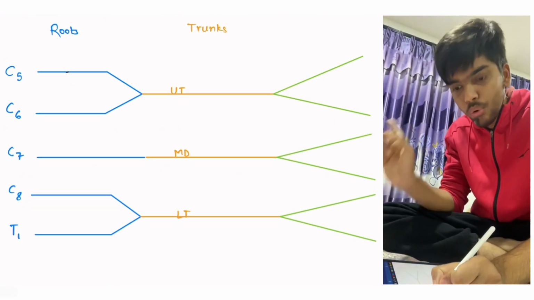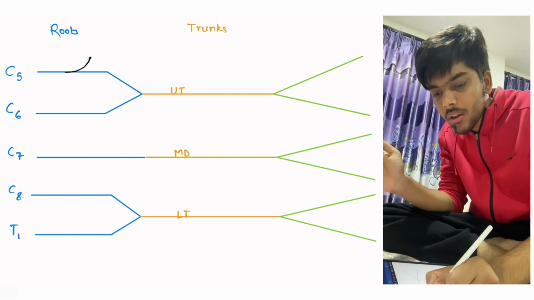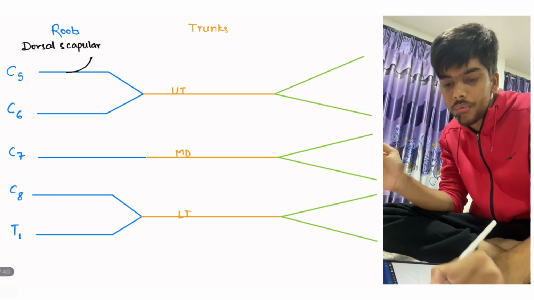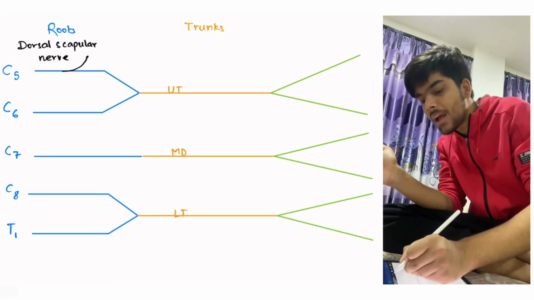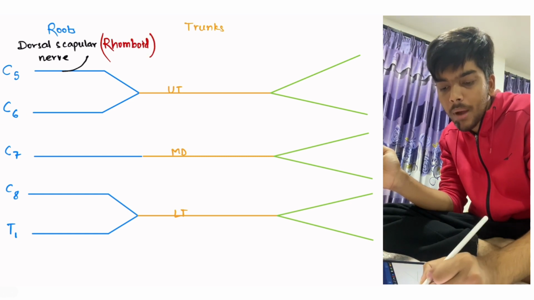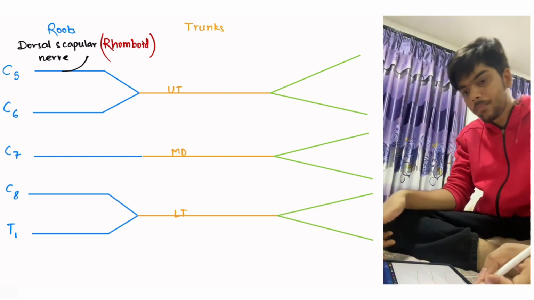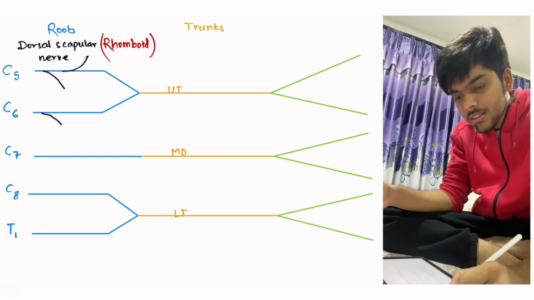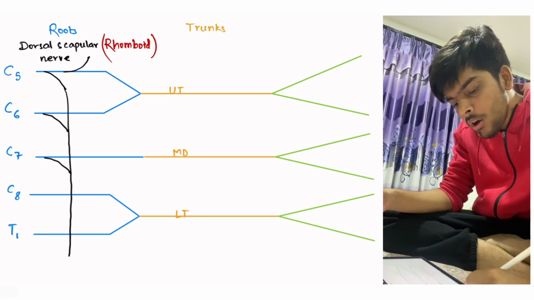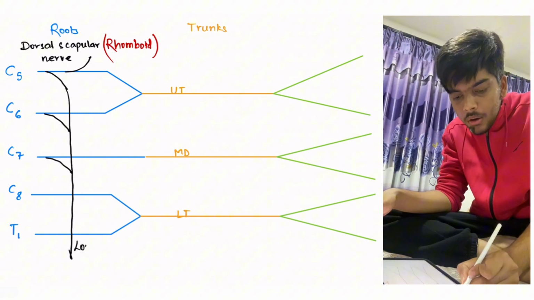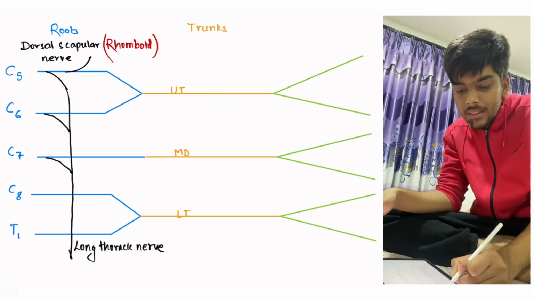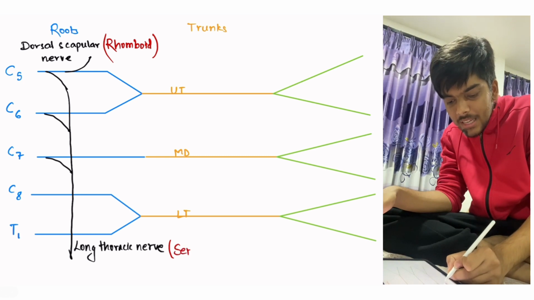From the C5 root arises a branch which is called the dorsal scapular nerve, and it supplies your rhomboid major and rhomboid minor muscles. Second, from C5, C6 and C7 roots arise branches that fuse to form a long nerve which is called the long thoracic nerve, or the nerve of Bell, and this nerve supplies the serratus anterior muscle.